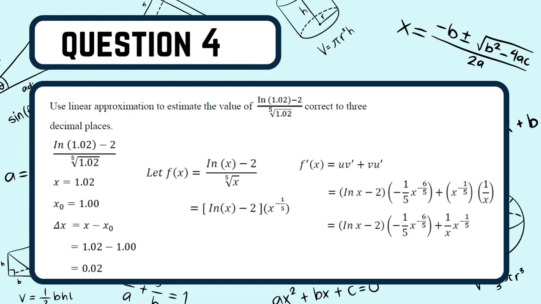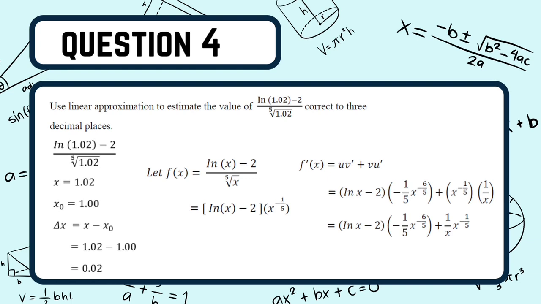Use linear approximation to estimate the value of ln 1.02 minus 2 over 5 square root 1.02 correct to 3 decimal places. First things first, from the question we know that x is 1.02. Next, we need to find x naught, which is the closest value of x. In this case, x naught is 1.00.